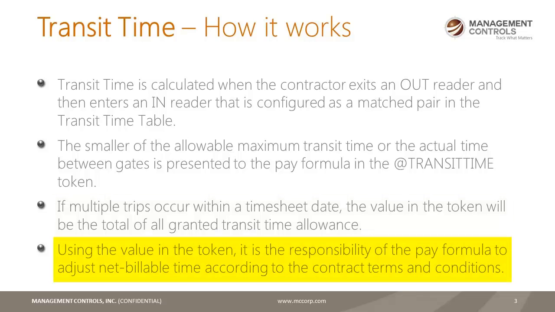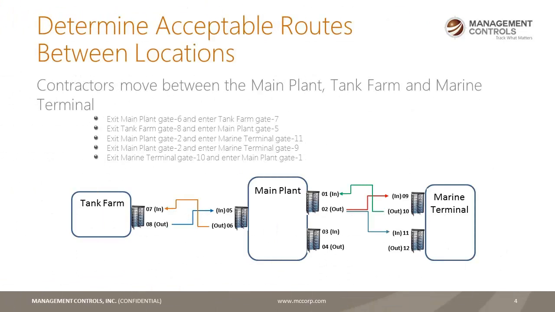Using the value in the token, the pay formula can choose to adjust net billable time according to the contract terms and conditions. The transit time table should have an entry for each pair of out and in readers to be used by contractors as they move between locations.